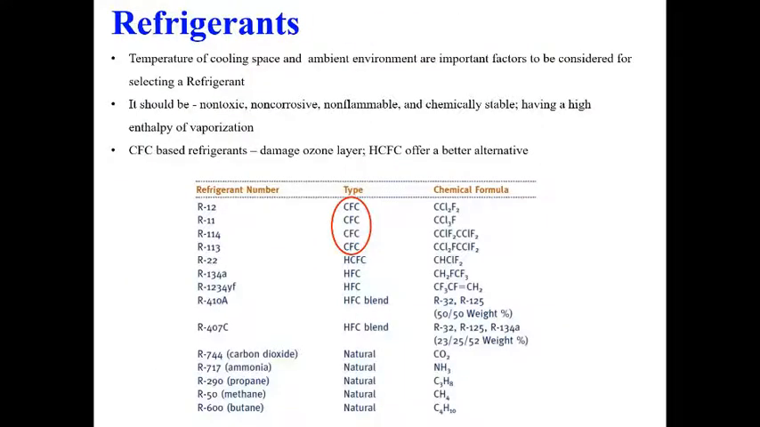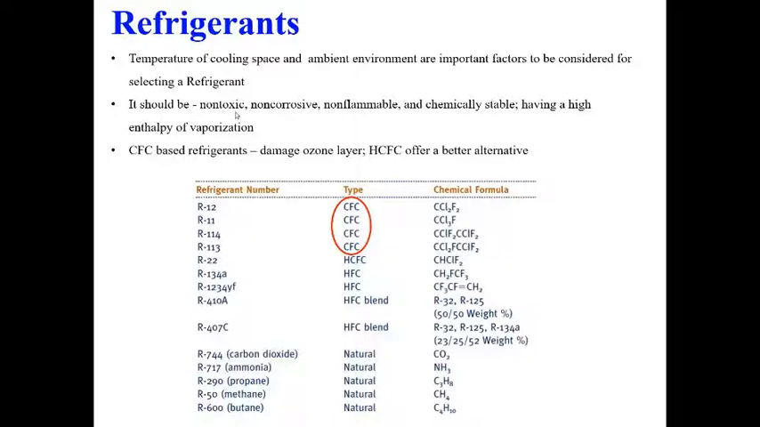Moving on, let us now talk about refrigerant. What are the fluids required for our refrigeration cycle? So on what basis shall I select my fluid? So first of all, I need to look into what are the temperature ranges for my cooling space and what is the temperature in the ambient environment. So this will be a major basis to decide what refrigerant I am going to use.